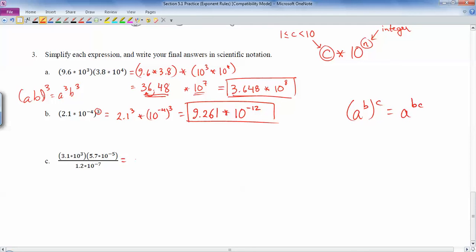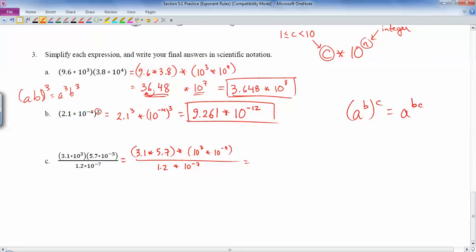Okay, the last one's a little bit weirder because it's 3 terms. But really, let's just do the top. So it's 3.1 times 5.7, and then times the tens, 10 cubed times 10 to the negative fifth. And then it's all over 1.2 times 10 to the negative seventh.